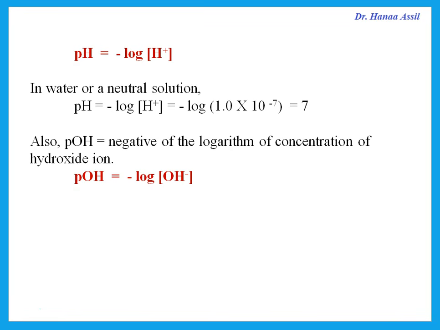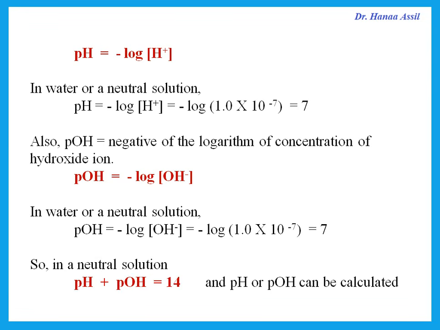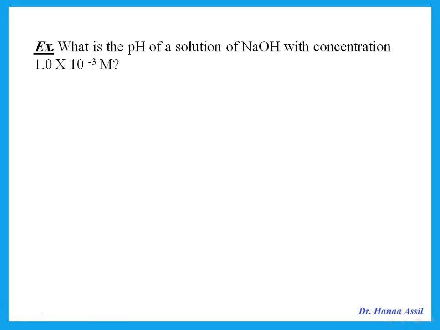The pOH is minus log of concentration of hydroxide ions. So if I have water, the concentration of hydroxide ions we said is 10 to the minus 7. Minus log of that also is 7. So in neutral solution, the pH plus the pOH is 14. So if you're given one, you can get the other. The total of pH and pOH should be 14.